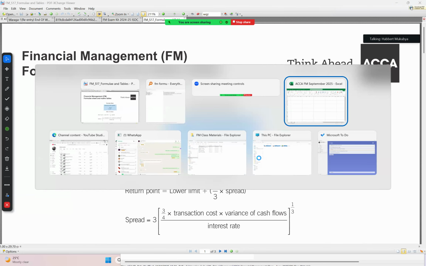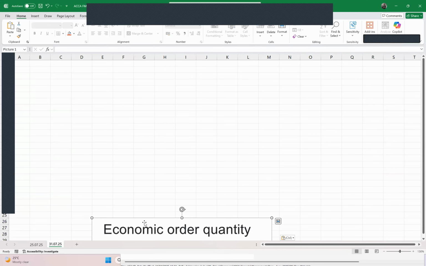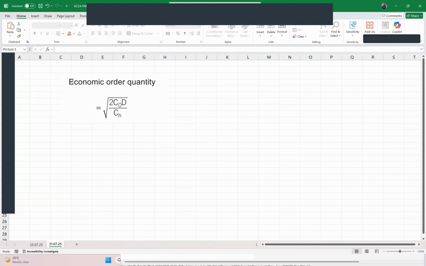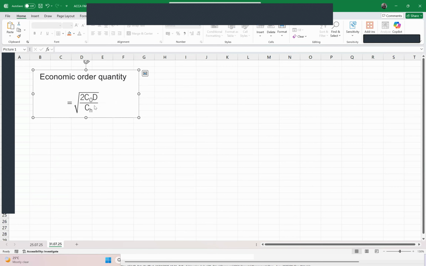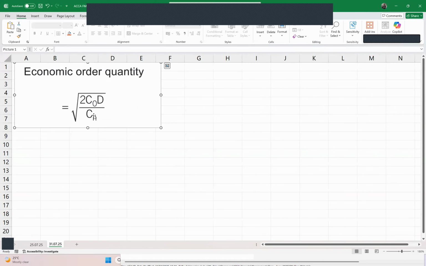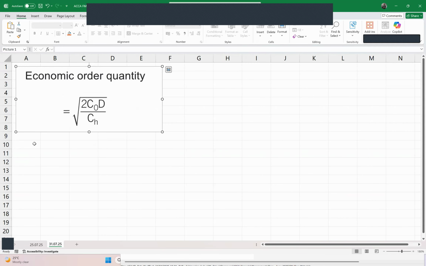Like I told you, these formulas are given to you, but they don't tell you what each term means and how to use it. That is what you need to learn on your end. So EOQ is economic order quantity, and is given as the square root of 2 multiplied by the cost of ordering times the demand, divided by the cost of holding.